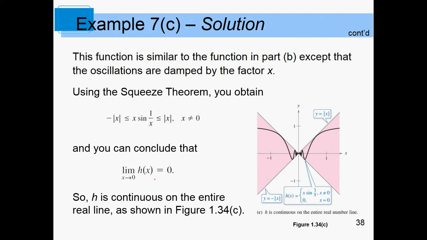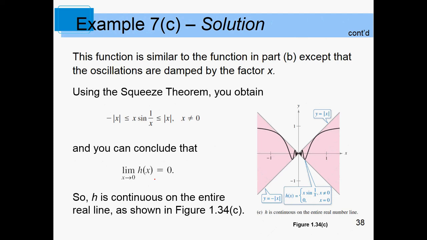Therefore, I can say the limit of negative absolute value of x is 0, and the limit of absolute value of x is also 0. Therefore, if this is always between these two functions and they have the same limit, then by the squeeze theorem, this has to have the exact same limit. And that limit is 0.